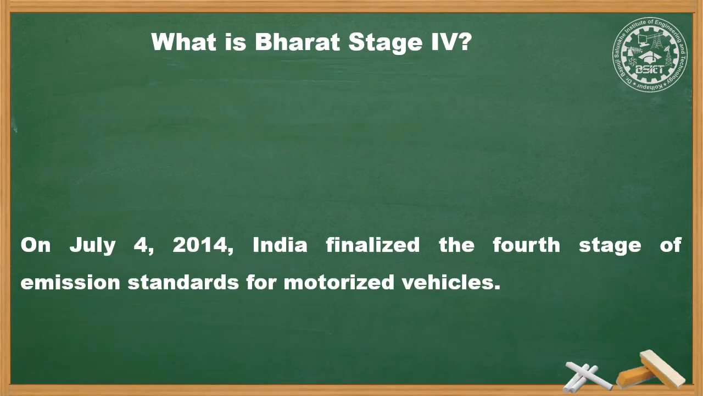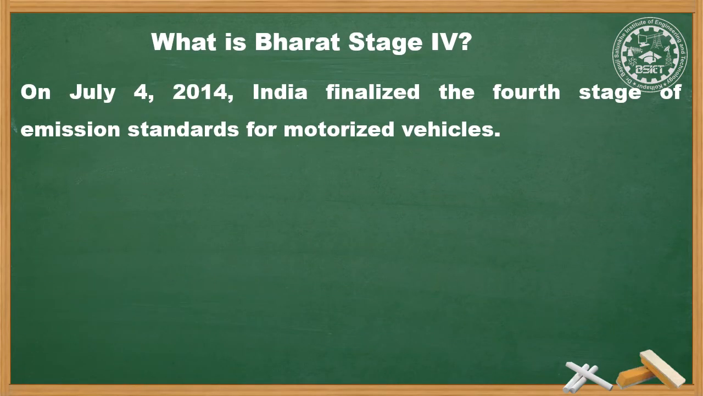Continuing forward, on July 4, 2014, India finalized the fourth stage of emission standards for motorized vehicles, that is BS4. BS4 petrol and diesel are cleaner fuels as they have low sulfur content, while the BS3 petrol and diesel contain 150 mg per kg and 350 mg per kg of sulfur respectively.